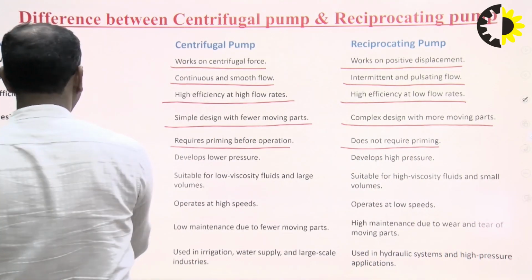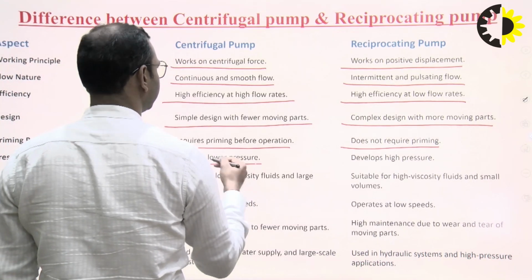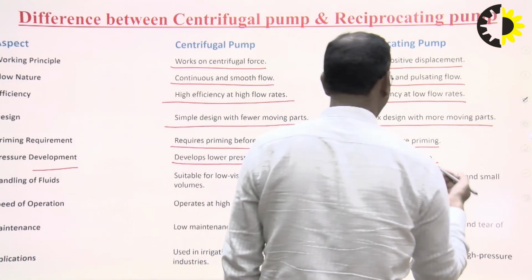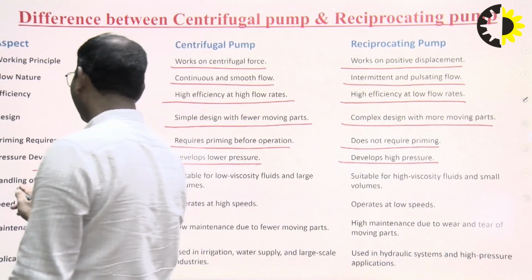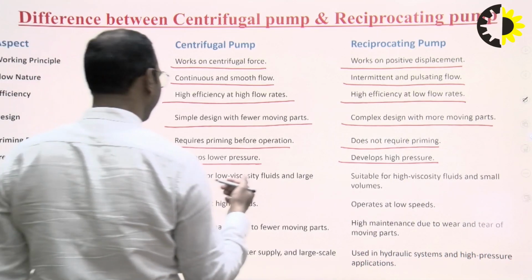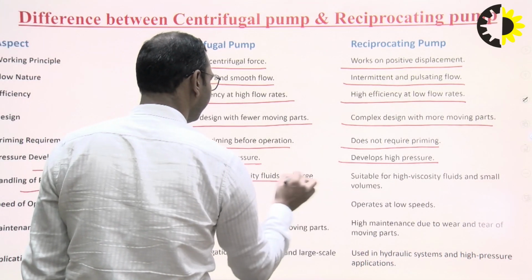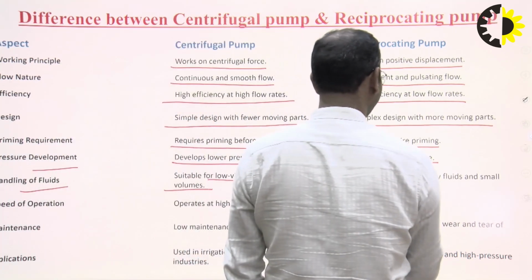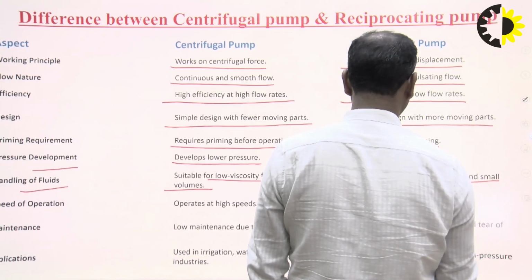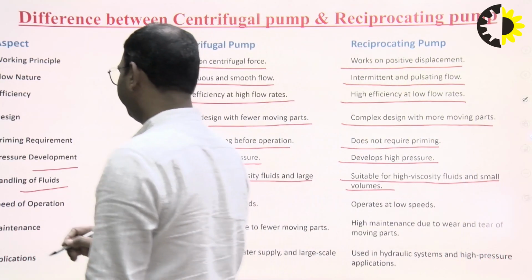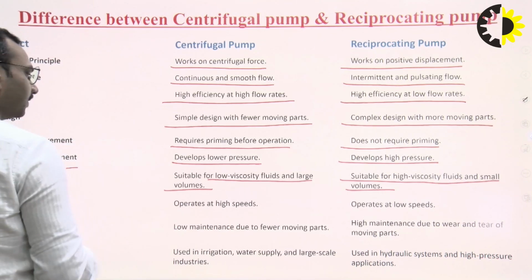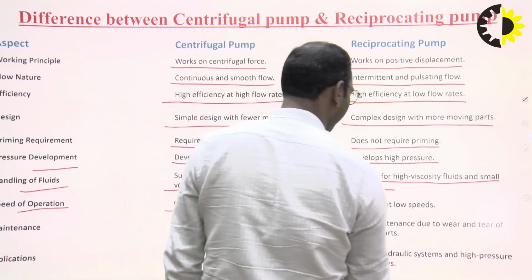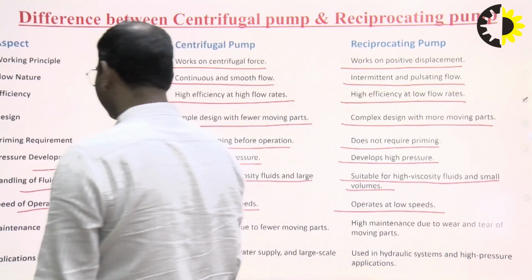According to pressure development, a centrifugal pump develops lower pressure, whereas a reciprocating pump develops higher pressure. According to handling of fluids, a centrifugal pump is suitable for low viscosity fluids and large volumes, whereas a reciprocating pump is suitable for high viscosity fluids and small volumes. According to speed of operation, a centrifugal pump operates at high speed, whereas a reciprocating pump operates at low speeds.